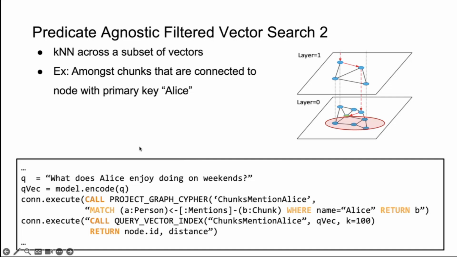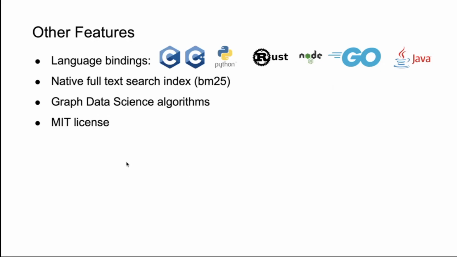You give that a projected graph name, chunks that mention Alice, and now you can give that to the query vector index, and that will only find you the 100 nearest neighbors that are connected to that particular node, Alice. This is extremely important when you want more precision and control over within which vectors you want to do some kind of semantic search in your AI applications, right?